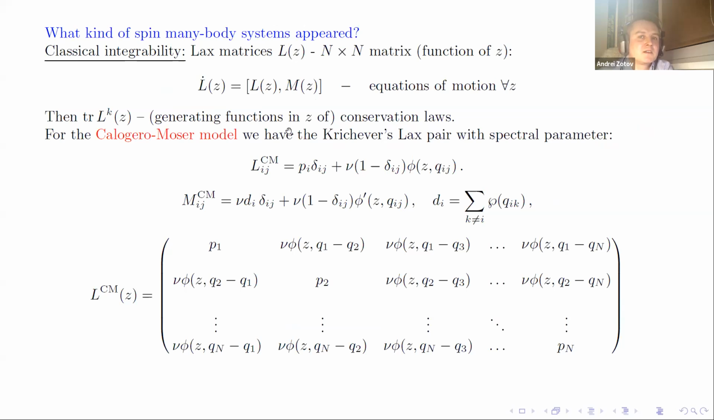Okay, now let us talk a little about what kind of many-body systems we are discussing. When talking about many-body systems in classical mechanics, we usually deal with Lax pairs with spectral parameters, and this is a widely known example found by Koroteev for the Lax representation with spectral parameter for the elliptic Calogero model. Here is the Lax matrix. It is n by n for an n-body system. And this nu is a coupling constant, and phi is the elliptic phi function which I previously used.